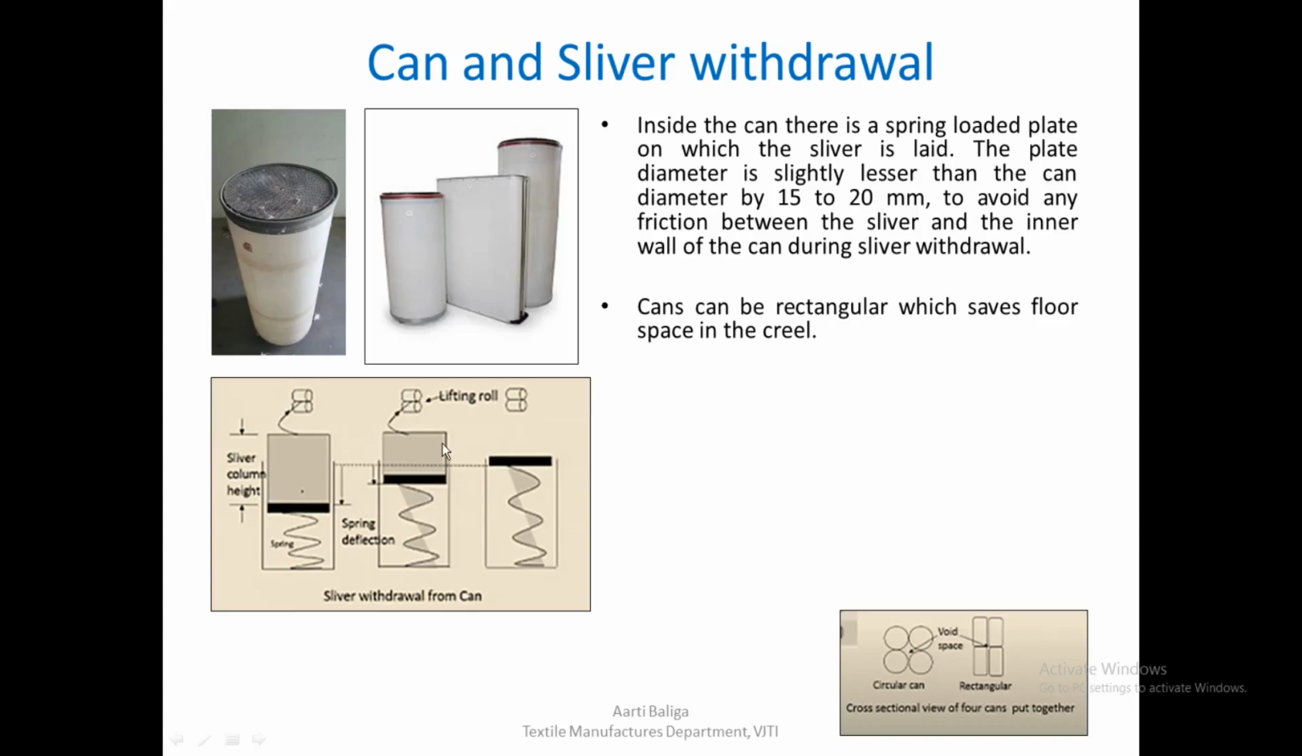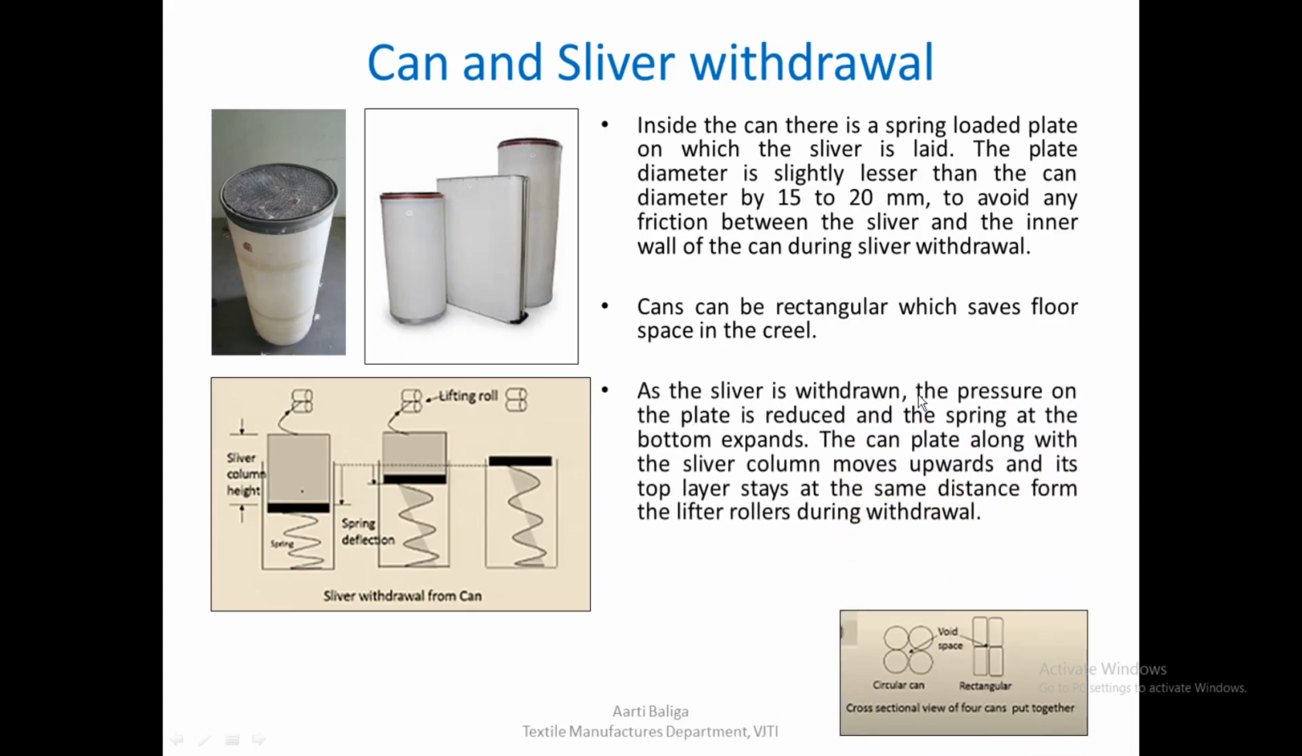Then in the second case, you can see here the sliver quantity has reduced, but this plate has moved up further. What you can observe is the distance between the lifting roller during withdrawal. Between this and this, there is not much difference. They are being withdrawn almost from the same height or the same level from the top of the coils. And at the end, once the sliver is emptied, this can plate will reach the top rim like this, which is seen here in this image. As the sliver is withdrawn, the pressure on the plate is reduced and the spring at the bottom expands.